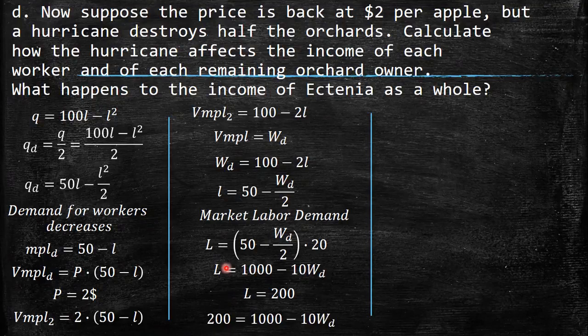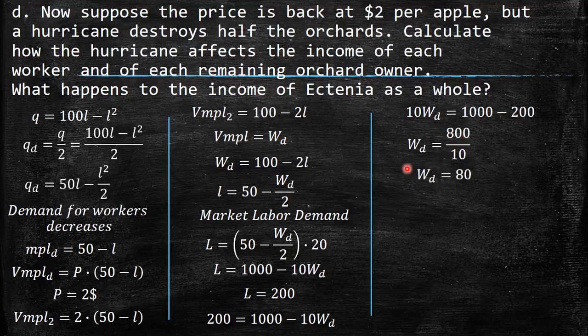Then you replace 200, you collect by W, and then you have 10 WD equal to 1000 minus 200. You just divide by 10, and at the end you have 1000 minus 200, 800 over 10. You have the salary 80. It goes down automatically. Before, you saw how it doubled.